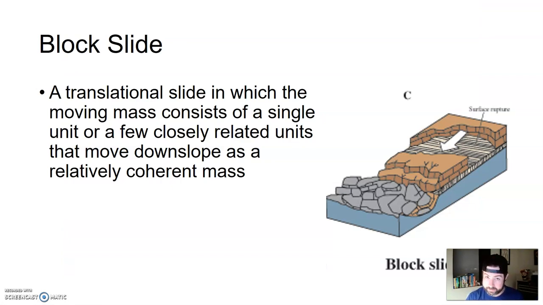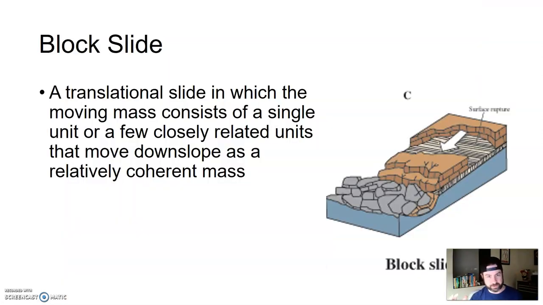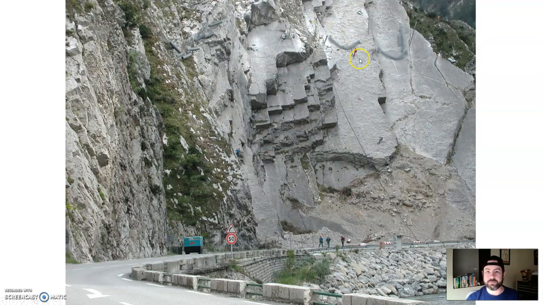Getting into block slides. This is a translational slide, a flat planar slide, in which the moving mass consists of a single or maybe just a few very big pieces of earth moving downslope. In the landslides, you can see it's more a bunch of material, rubble. In a block slide, it's bigger pieces sliding off. You can imagine the big pieces of this mountain face sliding down this flat surface. You can see some people here to give you an idea of how big a scale something like that would be.